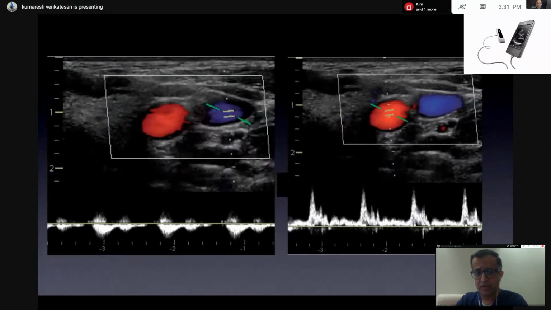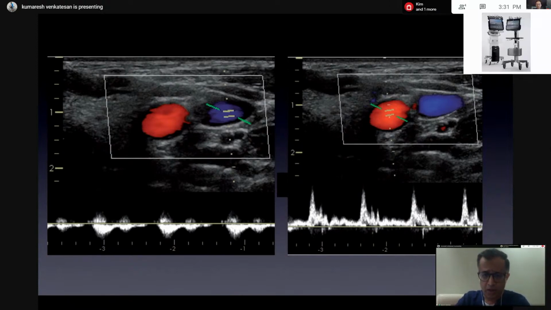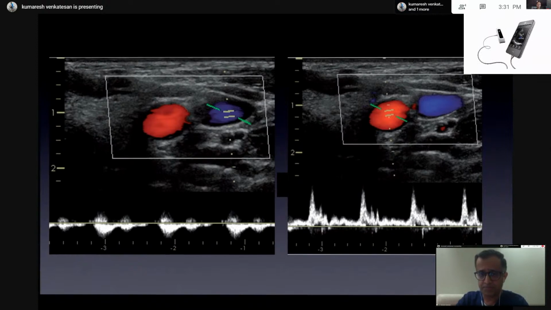And then you apply the pulse wave Doppler, you see this distinct arterial flow, and you can measure the flow velocity as well. And in the vein, you can see the distinct venous wave with the low venous velocities. Again, this helps to differentiate between the arterial and the venous vessels.